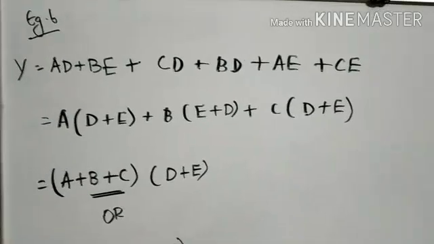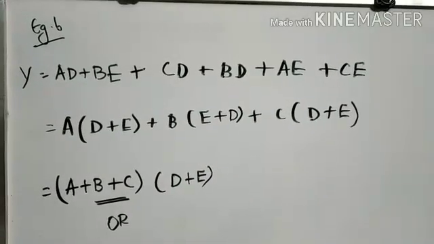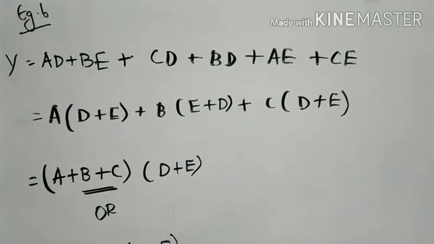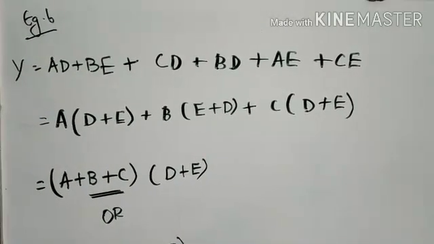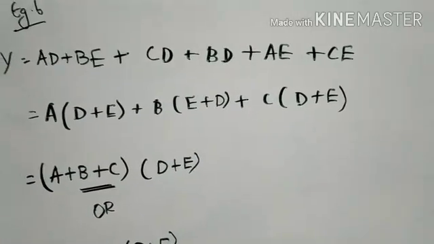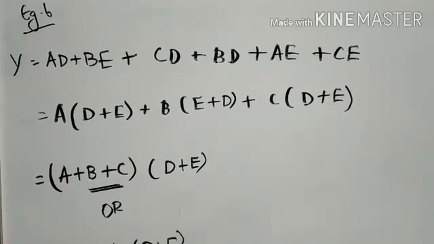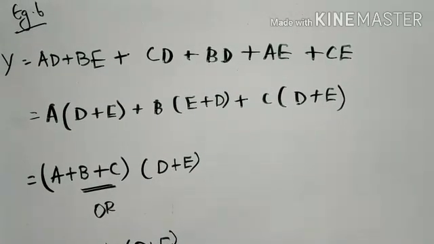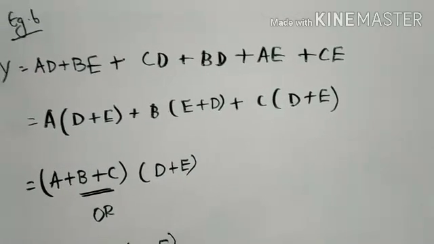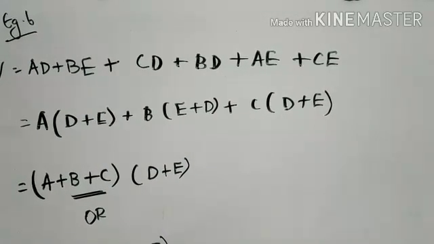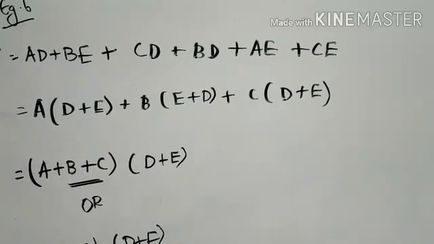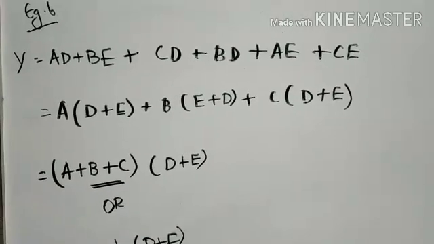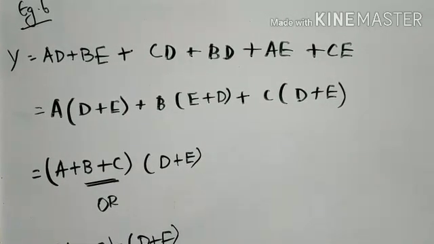Now we will enter into problem number 6. This is a somewhat tricky problem. Please listen carefully. Let y be equal to AD plus BE plus CD plus BD plus AE plus CE. We just want to implement the given function using NOR gates, right? So first I am taking the common alphabets outside. Why? Because we need one format to implement the NOR gate easily. That format is said to be POS format, that is product of sum terms. So we have to convert the given equation into the POS format, right?